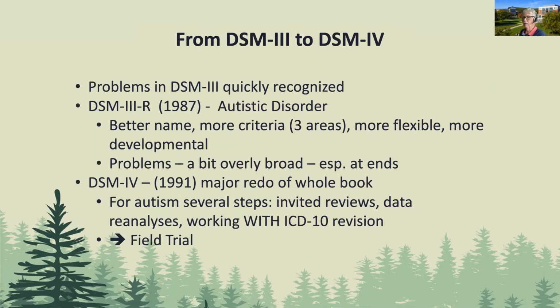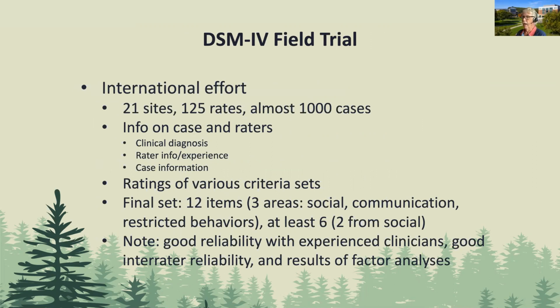Most importantly, there was a field trial that was undertaken over the course of a year to establish the new criteria. This field trial was an international effort. There were 20-some sites around the world, 125 raters, rating almost 1,000 cases. We gathered information on the case and the rater, the clinician's diagnosis, the rater's experience, and information about the case. Then the rater did various criteria sets, and we came up with a final set of 12 items in the three areas: social, communication, restrictive behaviors, and you had to have at least 6, 2 from the social.